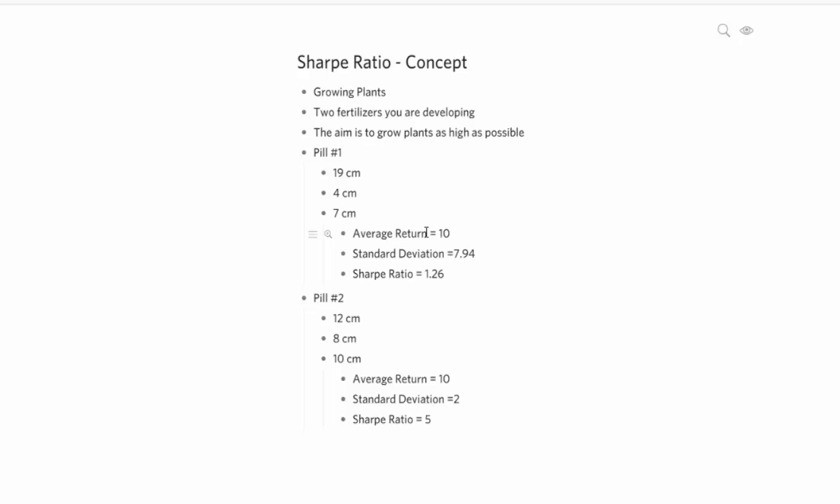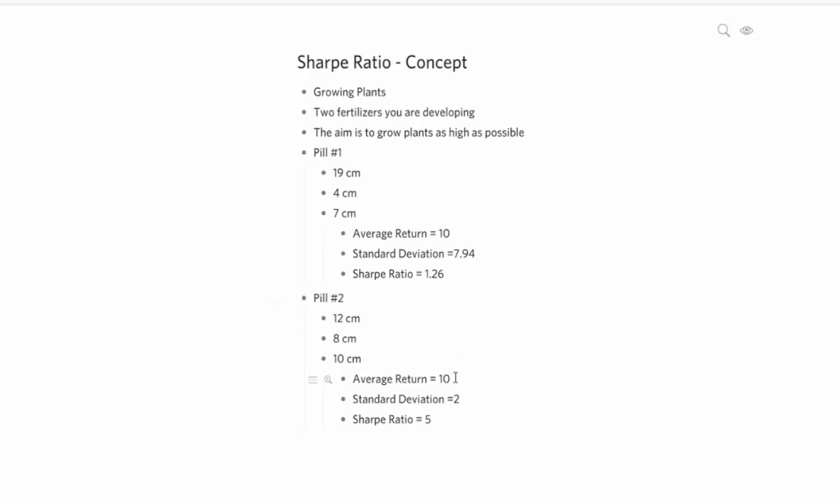sample and the average. And obviously, the larger the movement, the larger the standard deviation. If you compare pill number 2 here, which is a different fertilizer you're developing, and you again did the same with 3 plants, the first plant grew 12, the second plant grew 8, the third one grew 10 centimeters, and when you average it up, it's 10. But when you calculate the standard deviation, it's only 2, because 12 is only 2 bigger than 10, 8 is 2 smaller than 10, and the last one is exactly the same as 10.